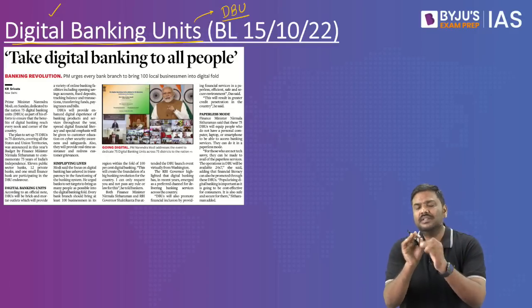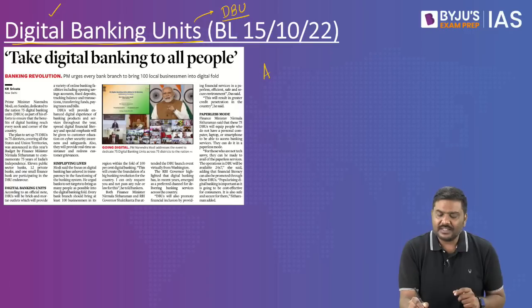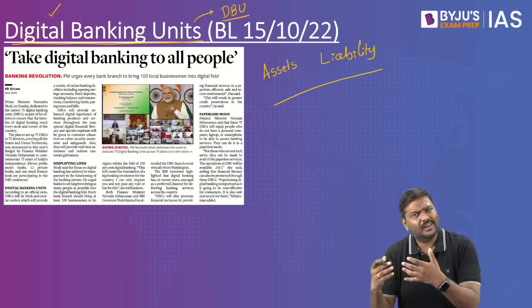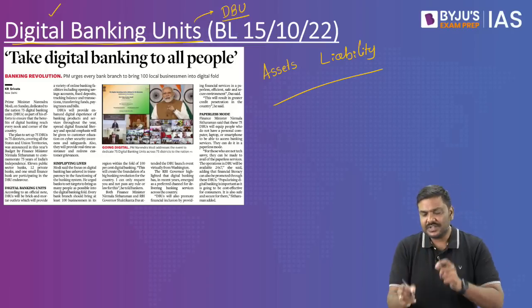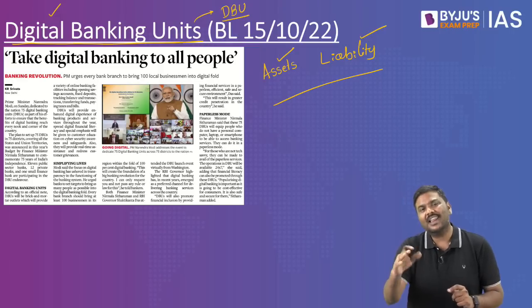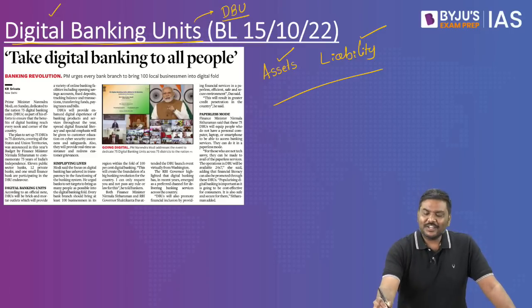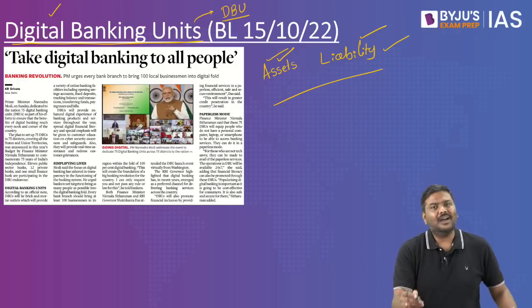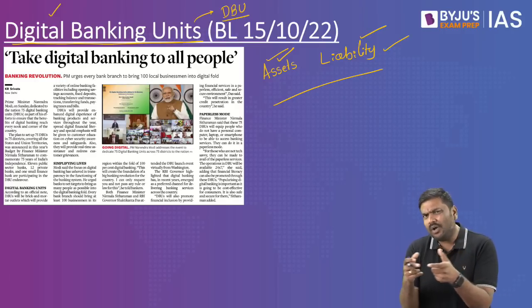In simple terms, remember this. Compared to a bank branch, which will provide the services which are there on the asset side as well as the liability side, the services that will be provided by an ATM are very limited. Now, if you go to a bank branch, you will get the services both from the asset side as well as the liability side of the bank. Sir, what do you mean by that? In simple terms, collection of deposits are liabilities for a bank. Issuing loans are nothing but assets for the bank. So in an ATM machine, you will not get all these services.